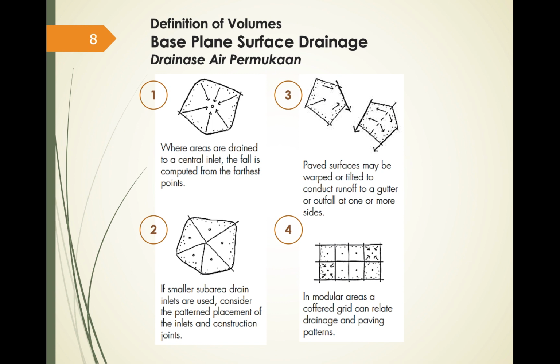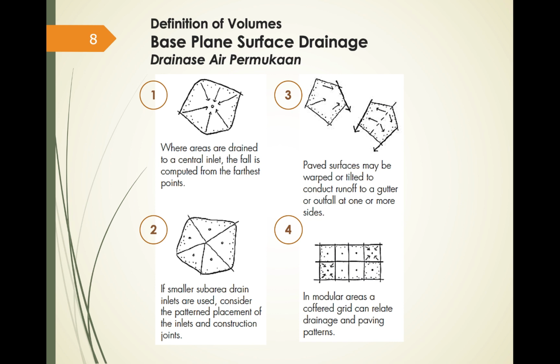This is an important slide to show you how important surface drainage is as an example of base plane usage. There can be several scenarios for surface drainage. The first one is a central drainage inlet. The fall is computed from the vantage points. Second, the surface area can be divided into smaller sub-areas. Third, the paved surface may be warped or tilted to conduct runoff to a gutter or outfall at one or more sites. This one you may recognize at the Masjid Manarul Ilmi parking lot.